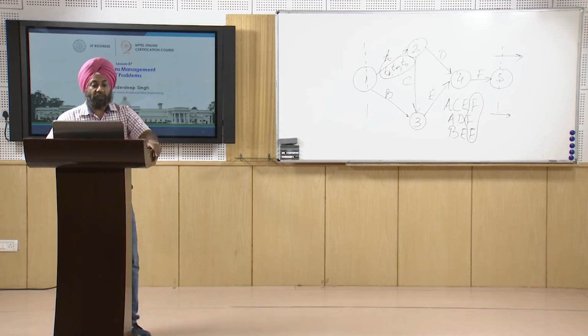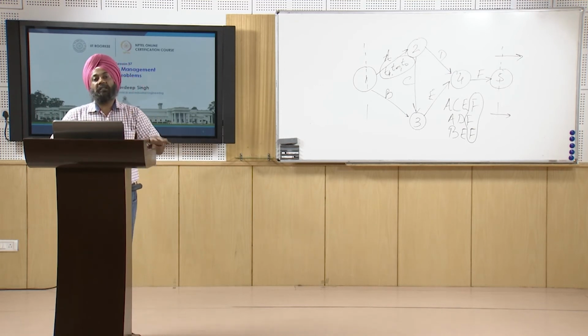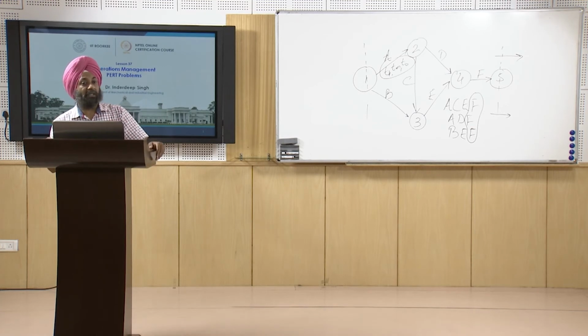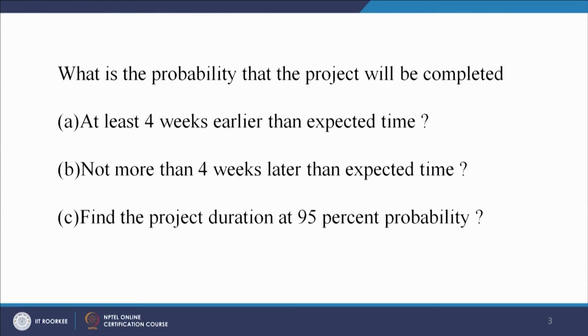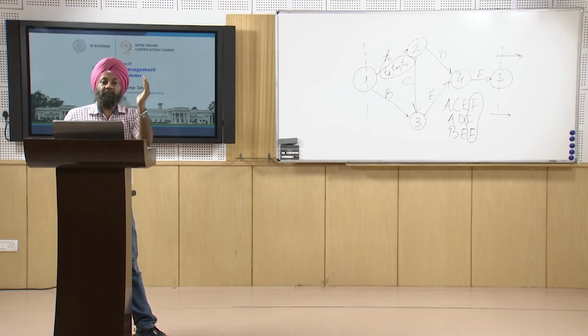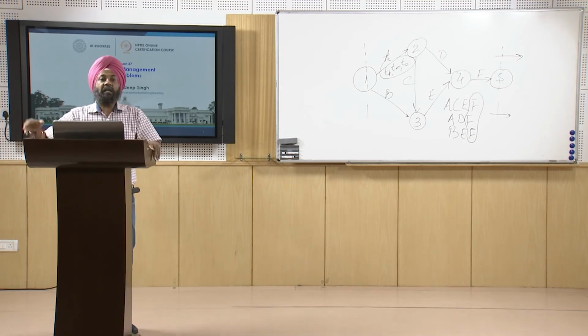Now, the first question is: what is the probability that the project will be completed at least 4 weeks prior to, or earlier than, the expected time that we have calculated from the critical path? Second problem: not more than 4 weeks later than the expected time. So, we have an expected time. We wish to calculate the probability that the project will be completed 4 weeks before the expected time, and the probability that the project will be completed at least 4 weeks after the expected time.